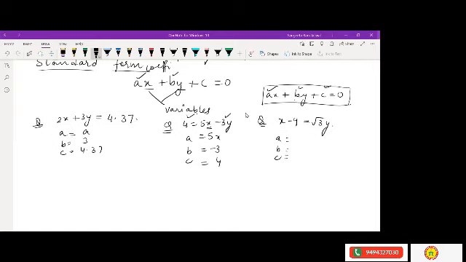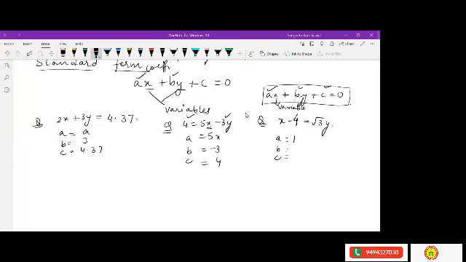X is not A, beta. X is a variable, no? So you compare it with the standard equation. Y is also a variable. The number that is attached with X is your A. So what is here with A? 1. Okay, now what is B?